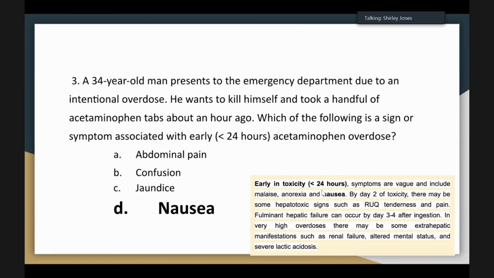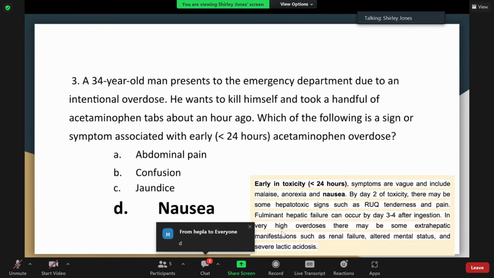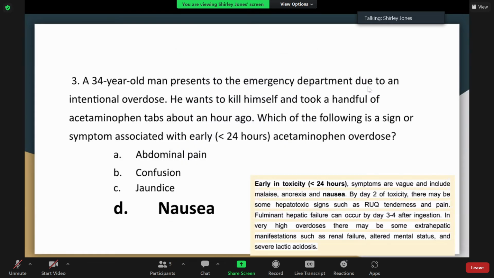So early in toxicity, symptoms are vague and include malaise, anorexia, and nausea. And then on day 2, you can get hepatotoxic signs like right upper quadrant tenderness and pain. And then you get fulminant hepatic failure 3 to 4 days after ingestion. And then in really bad overdoses, you can see renal failure, altered mental status, severe lactic acidosis.